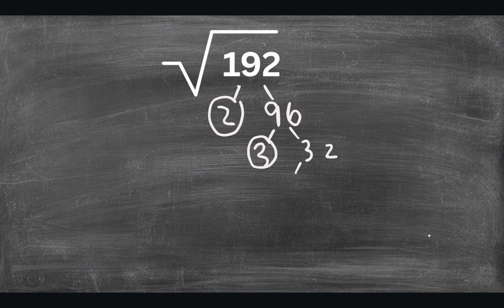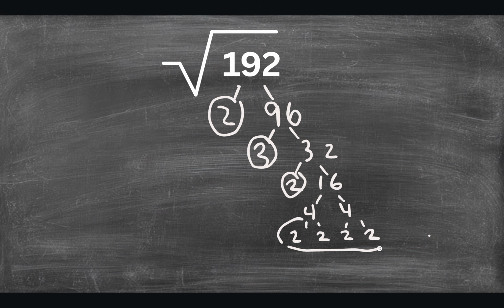Then we can go 2 times 16, 2 is prime, and then 4 times 4 is 16, and then 2 times 2 is 4, and 2 times 2 is 4, and these are all prime numbers. So now, let's rewrite all the prime numbers under the square root sign.